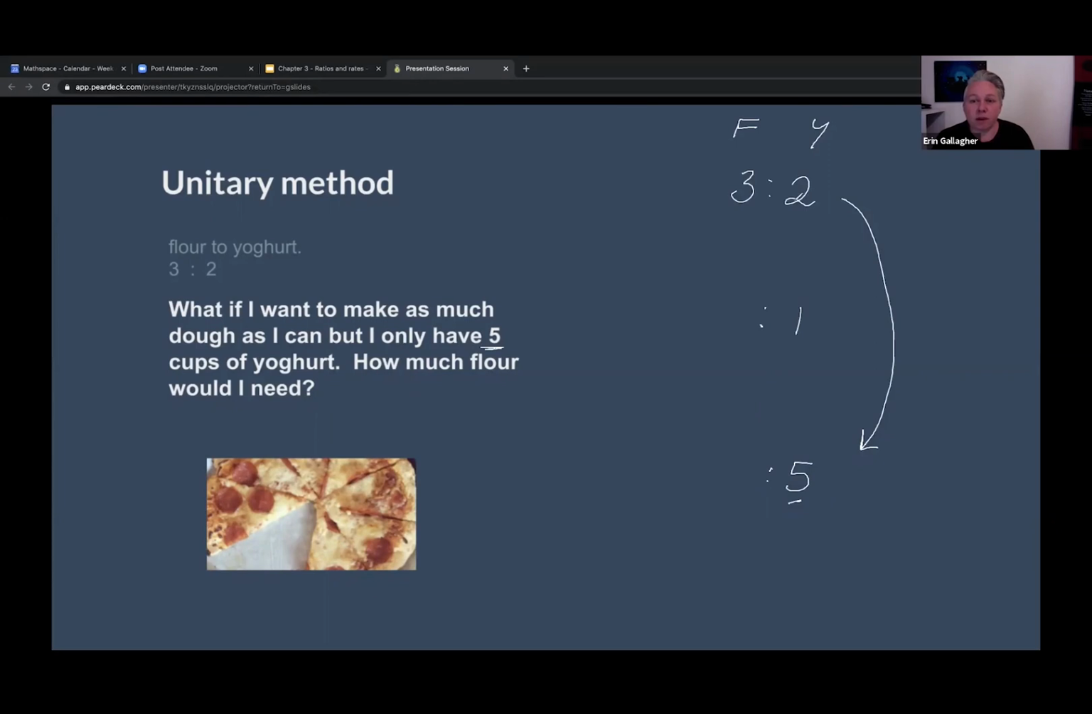So if I want to go from my original recipe, which uses 3 cups of flour and 2 cups of yogurt, to just using 1 cup of yogurt, how have I done that?